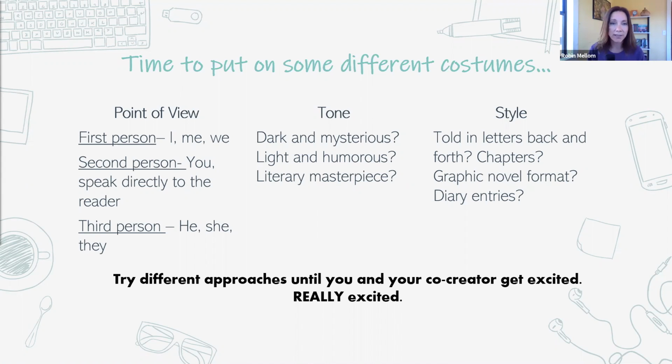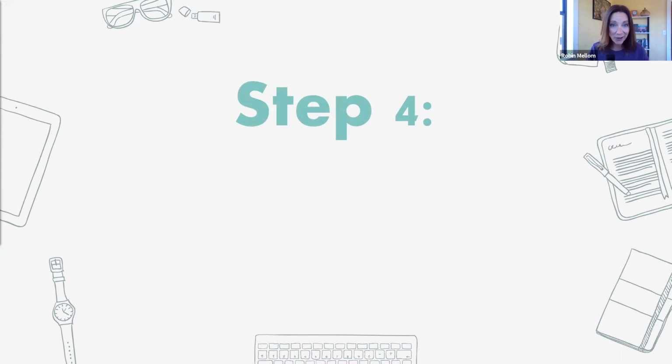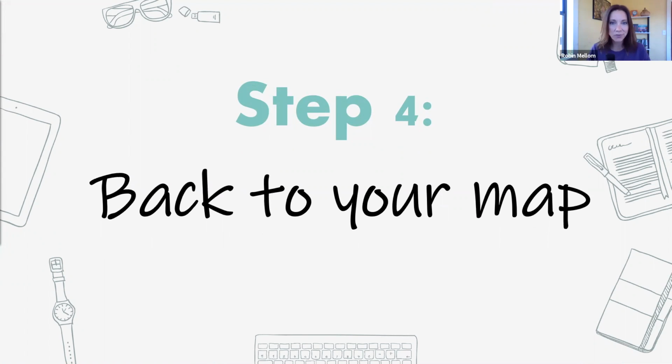As authors, what we have found is the process is actually more like a circle that we keep circling back around until we finally come up with what it is that we really, really want to do. And it's totally fine to do that. Brainstorm, write, come back. Brainstorm, write, come back. So that leads us to number 4, which is you go back to your map.